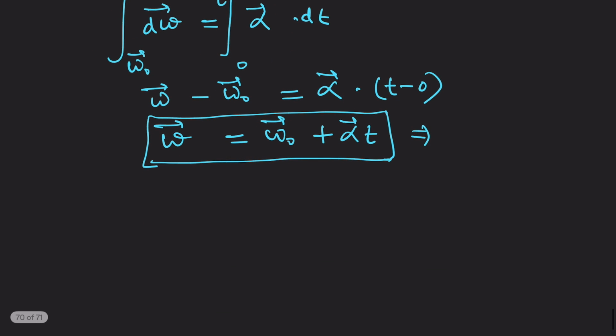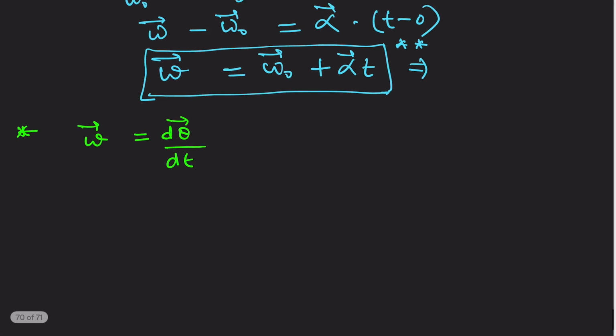Now guys, this is the first equation, true for uniformly accelerated circular motion. Okay, now guys, coming to the second case, that omega is equal to d theta by dt.